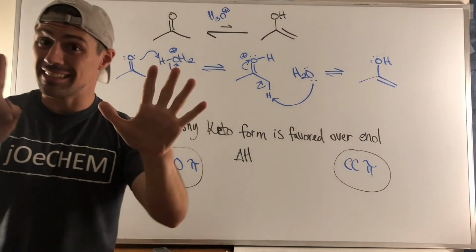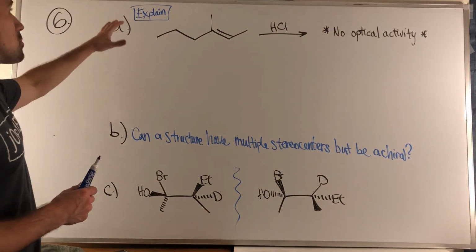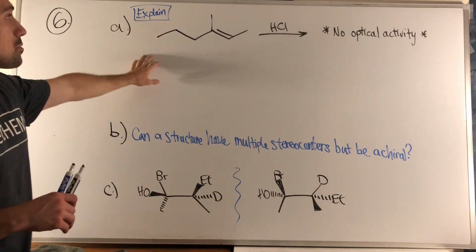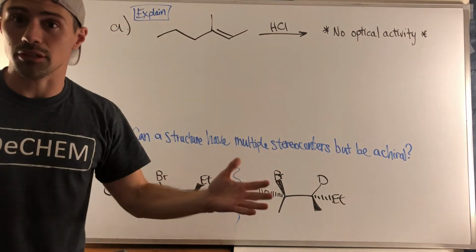On to 6. Okay, gang, for problem 6, we have 3 parts. In this first part, we need to explain why, when this reaction is performed, there's no optical activity in the product mixture, okay?